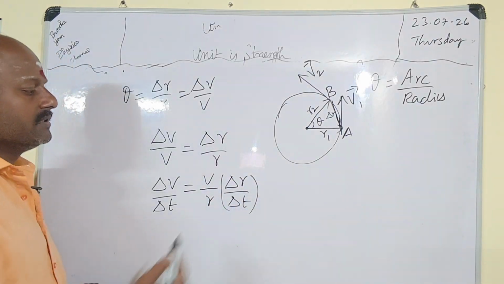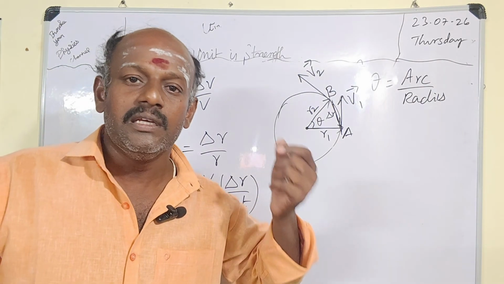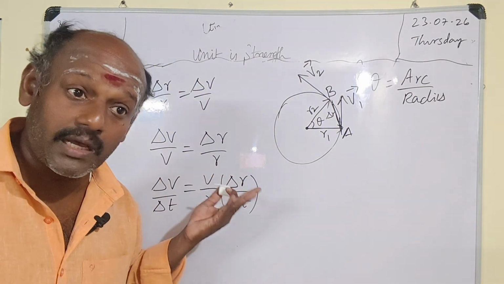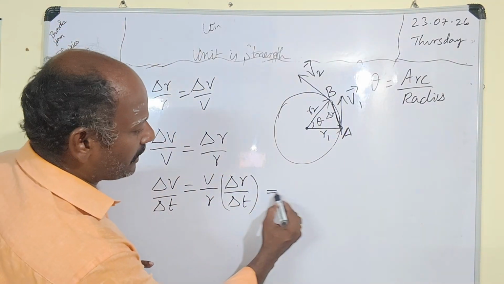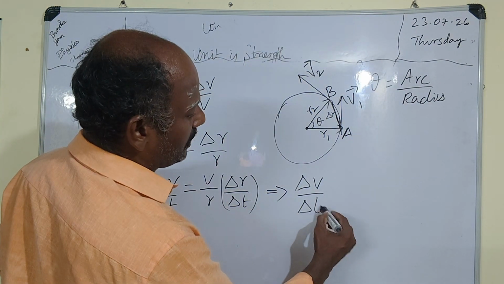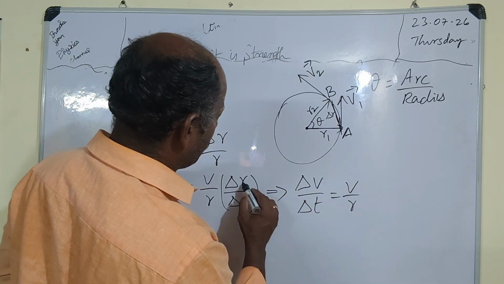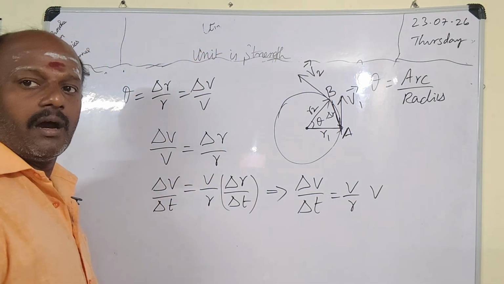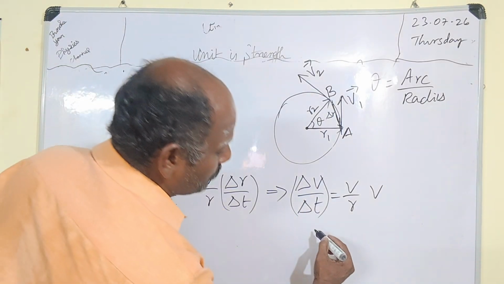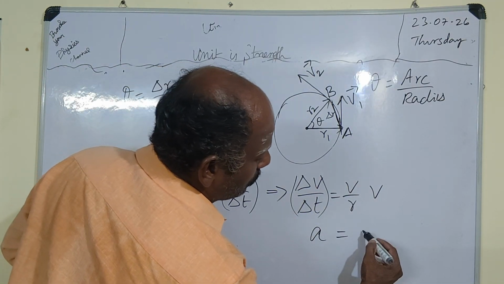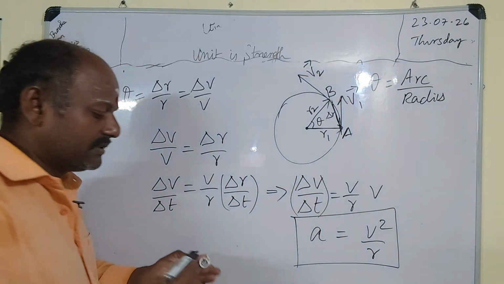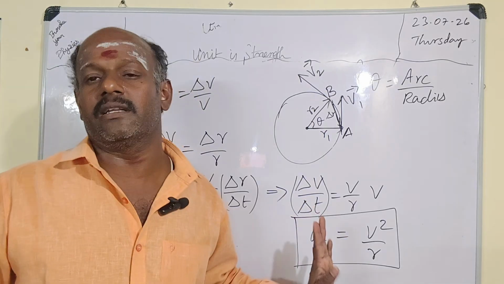What can we say about this? See, delta R is nothing but the displacement. Displacement by time is nothing but velocity. So delta V by delta T is equal to V by R into V. Now delta V by delta T is nothing but acceleration. So A is equal to V squared by R. What is this? This is the centripetal acceleration.